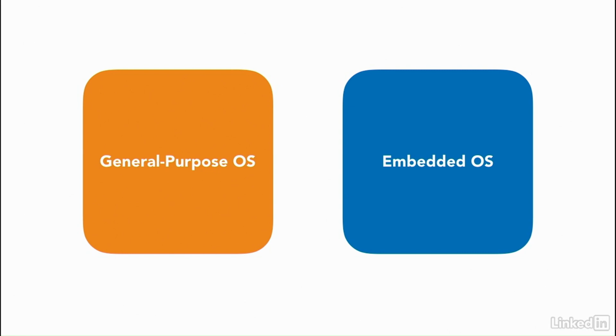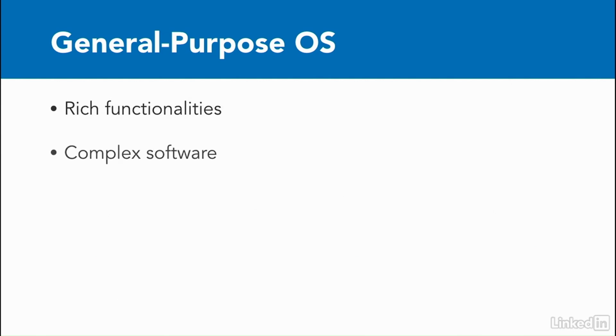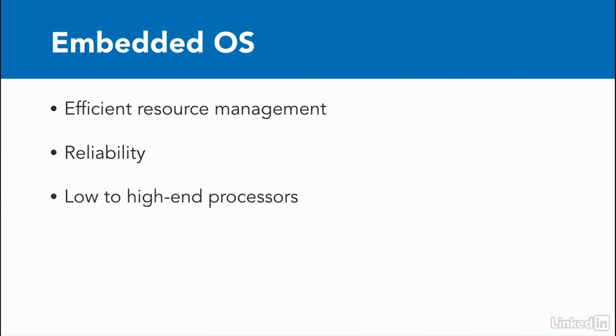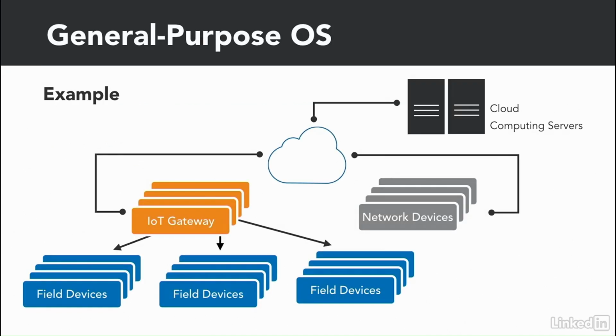The general-purpose OS for IoT is an option for many applications, which, for example, require rich functionalities, run complex software, and use powerful processors and high-capacity memories. An embedded OS can be used for IoT devices requiring efficient resource management, high reliability with the support for low to high-end processors running simple or more complex software. Let's look at IoT elements to see the use scenarios of a general-purpose OS first.